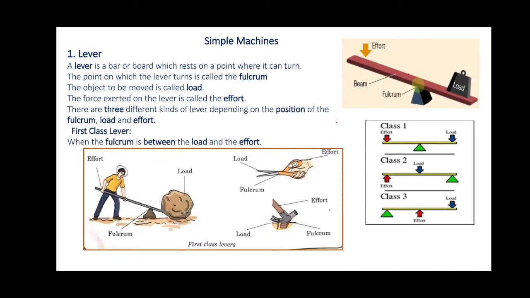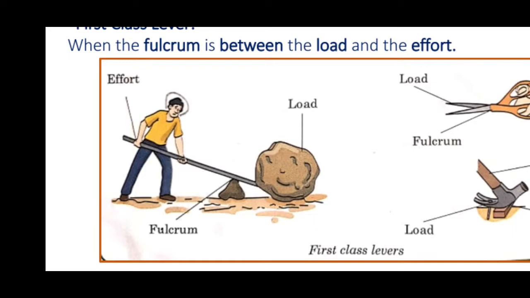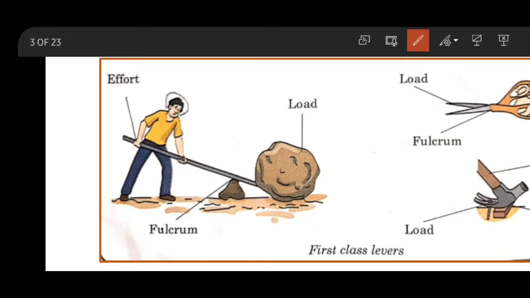Now look at this picture of the man trying to move a large rock with a pole. As you can see in this picture, there is a man trying to move a large rock with a pole. Here, where is the fulcrum? Here it is. The fulcrum is the support, right? With the help of the fulcrum, the pole is able to lift the load.